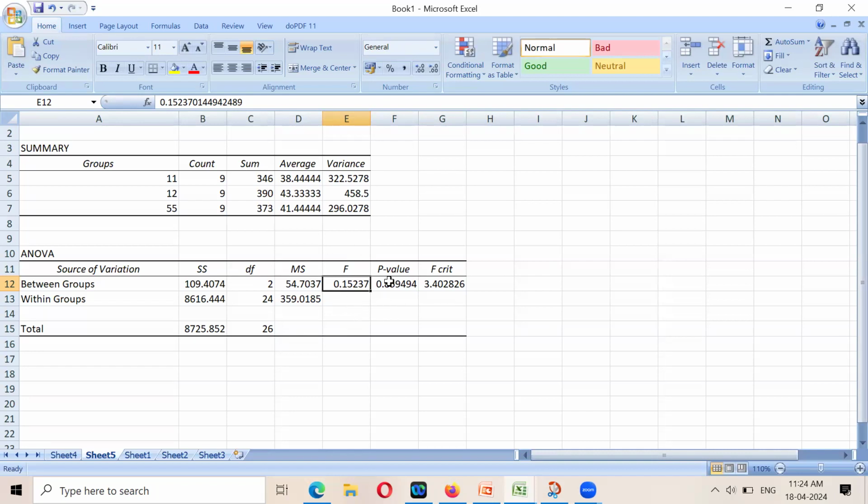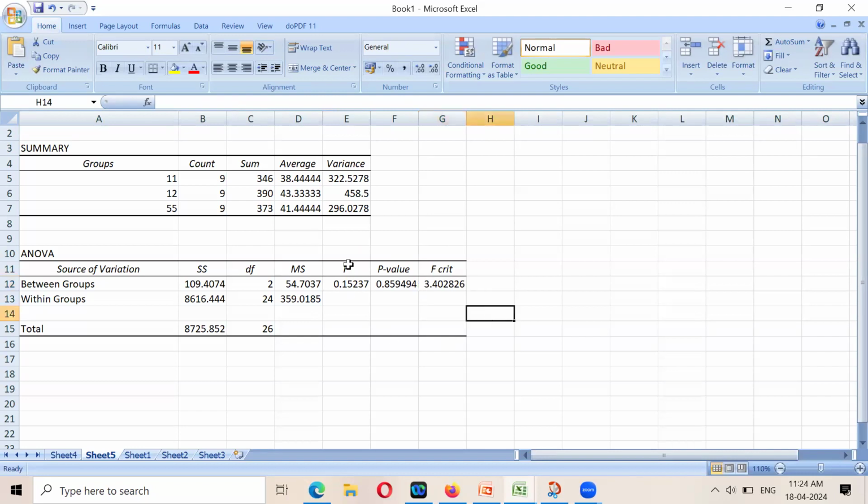P value is nothing but the probability value. The standard value is 0.5. Depending upon whether the value is less than or greater than 0.5, the null hypothesis will be supported or discarded, and the alternative hypothesis will be supported or considered. The last column is the F critical value. F critical value is considered the highest probability value of the F factor.